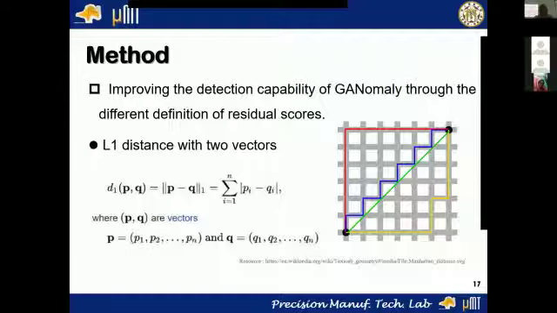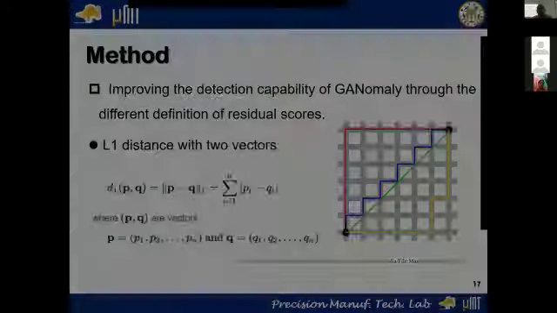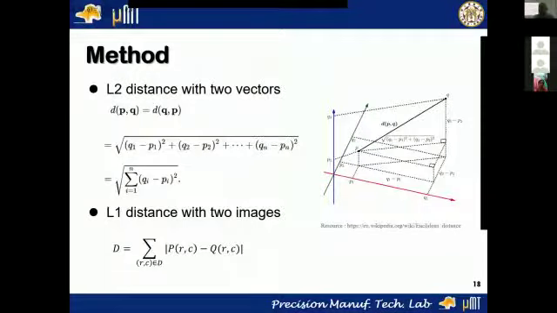In this paper, the detection capability of GAN anomaly is improved through different definitions of residual scores. The first one is L1 distance with 2 vectors, which is shown above. The second one is L2 distance with 2 vectors, and the third is L1 distance with 2 images.